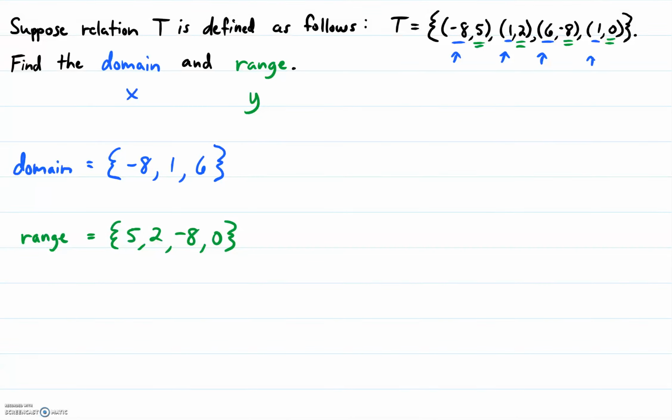So just to kind of reflect on what we've looked at, if you have a relation, or even if you have a function that is made up of several ordered pairs, your domain is always just going to peel off the x values and list it off in set notation, and the range is always going to be doing the same thing to your y values.